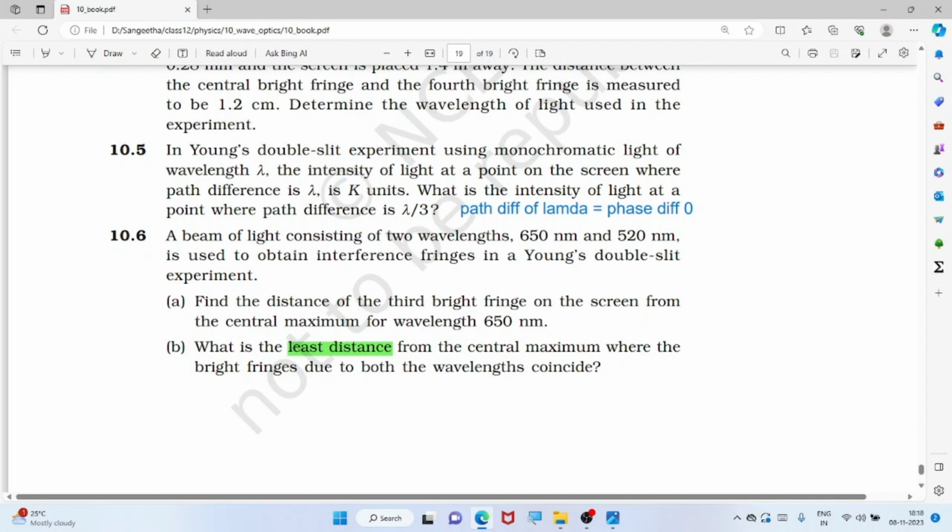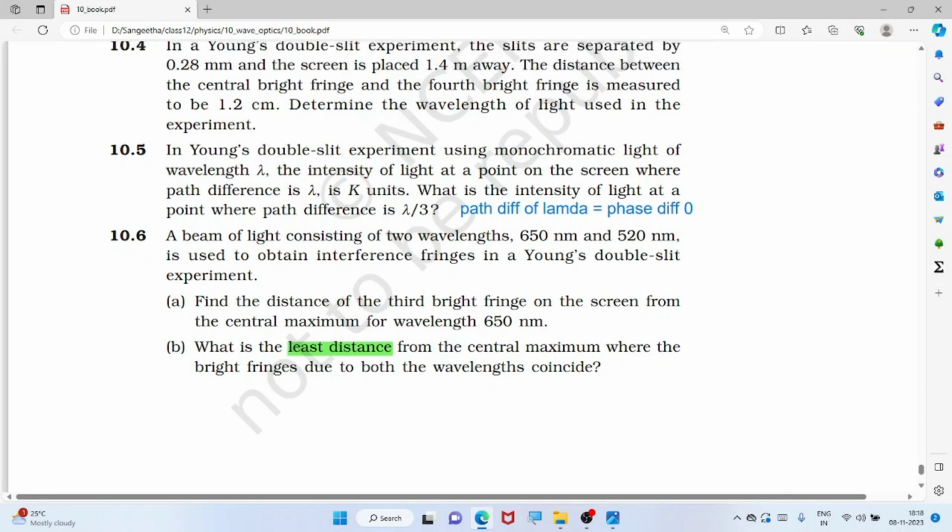In Young's double slit experiment, monochromatic light, that is, monochromatic means single wavelength. The intensity of light at a point on the screen where the path difference is given in multiples of lambda means the phase difference will be 0. Okay, path difference in lambda means phase difference will be 0 in K units. What is the intensity of light when the path difference is lambda by 3? One lambda is 360 degrees, so lambda by 3 is 120 degrees. Lambda means phase difference 0, lambda by 3 means there is a phase difference.